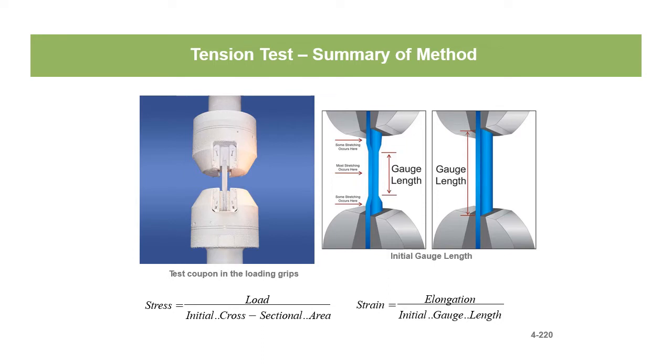Your elongation divided by initial gauge length is the strain. So you take your gauge length, figure out how much elongation there was, and divide it by the initial gauge length, and that's your strain. Pretty easy math, pretty cut and dried.